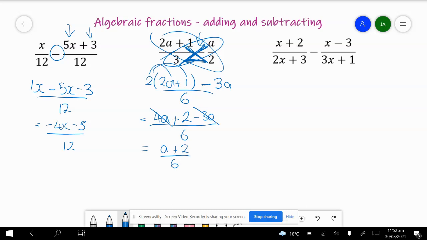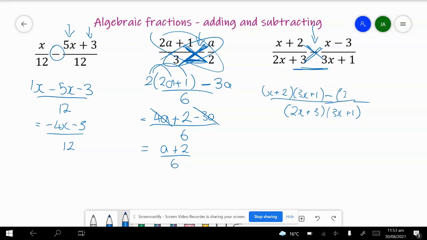Okay, so the same principle goes for this one here. Remember, we've got the minus in the middle here, so it's a subtracting one. Okay, we go across first. So let's just write it as 2x plus 3 times 3x plus 1. Okay, so we're going to go down this way first. So we've got x plus 2 times 3x plus 1, minus, and then we go the other way. 2x plus 3, oops, sorry, times x minus 3. Okay.